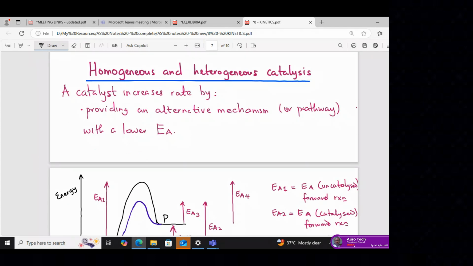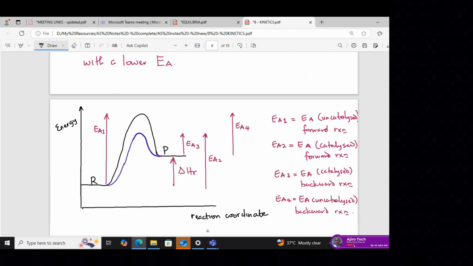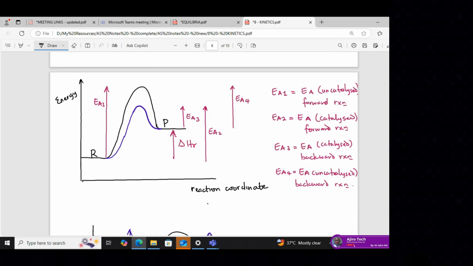Homogeneous and heterogeneous catalysis. A catalyst increases rate by providing an alternative mechanism or pathway with a lower activation energy. So look at all this. You understand them.